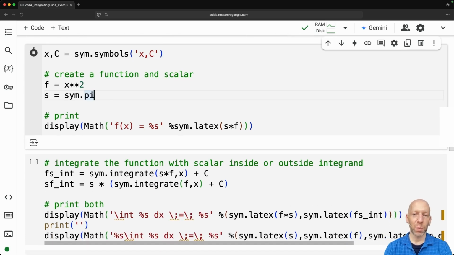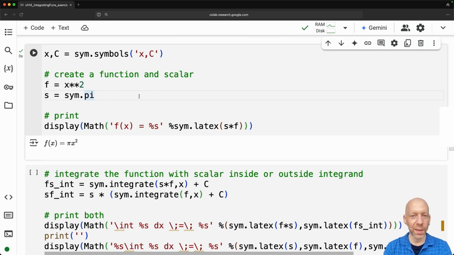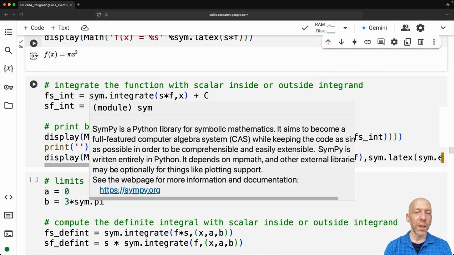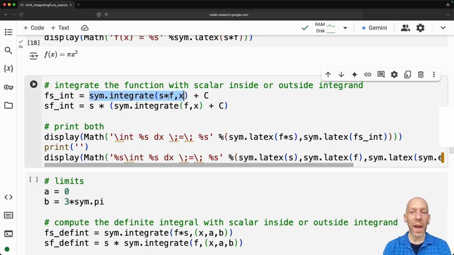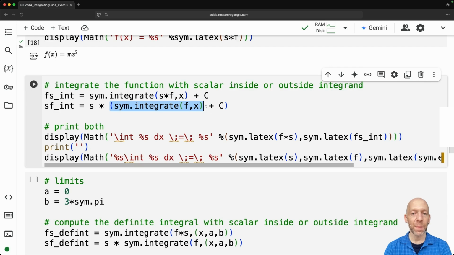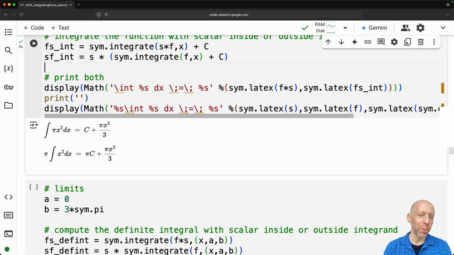Here I'm just printing out the function itself. Nothing fancy here. Okay, here's the key code. Here I'm integrating s times f. So inside the integration function, we are multiplying by the scalar. And now here, inside the integration function, there is no scalar. There's only the function, the x squared. And then outside, after we finish the integration, that is when I am multiplying by pi, by this scalar. Okay, and then we see that they are the same.